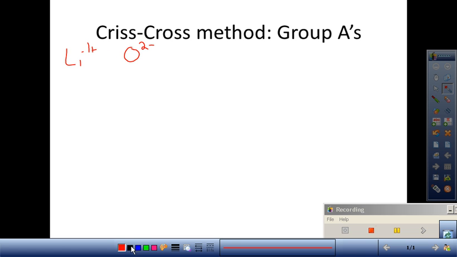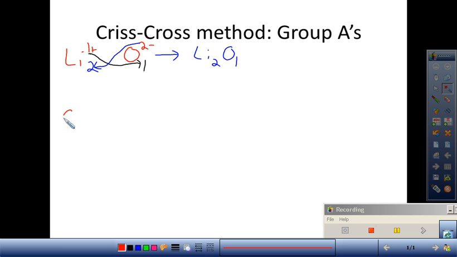So all I have to do when these guys get together is take this number and put it down there, and I take my other number and I put it down there. That's why we call it the crisscross method. Now my actual formula, when I rewrite it, I just take the subscripts and I leave off the superscripts. So there's my formula.